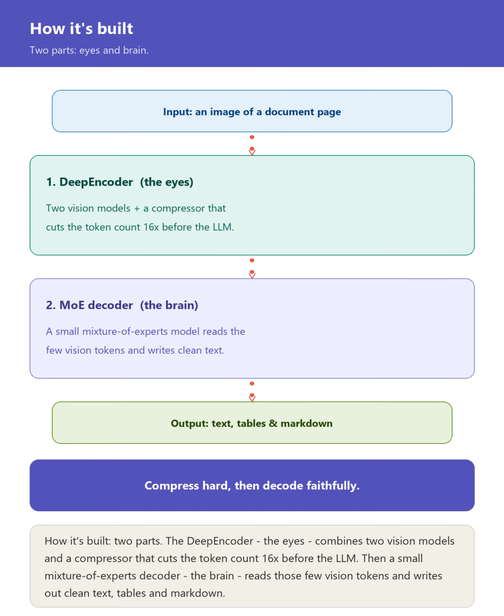Let's look at how DeepSeek-OCR is built, in plain terms. It has two parts. The first is the deep encoder, the eyes. It combines two known vision models and adds a compressor that cuts the token count 16 times before anything reaches the language model. The second part is a small mixture of experts decoder, the brain, which reads those few vision tokens and writes out clean text, tables, and markdown.